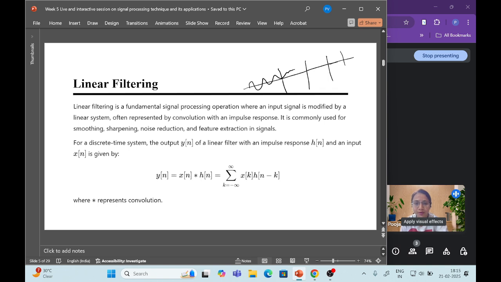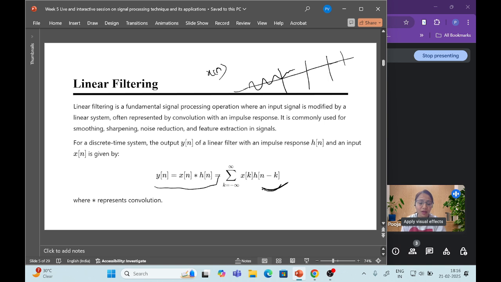What we generally do is divide the long sequence x(n) into finite duration sequences, perform the convolution operation, convert into the frequency domain using the DFT, then take the inverse DFT to get the same signal. For a discrete time system, the output y(n) of a linear filter with impulse response h(n) and input x(n) is given by this expression. This is the convolution operation that we know.